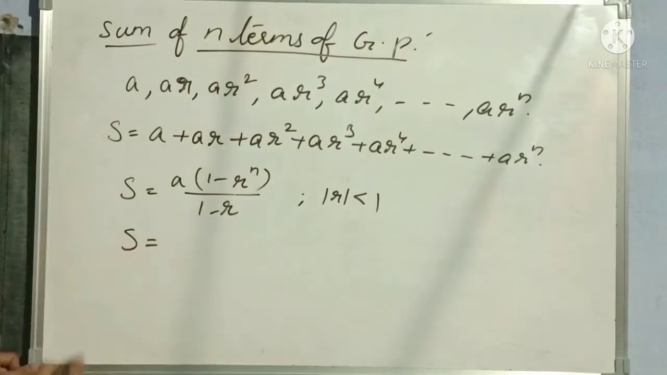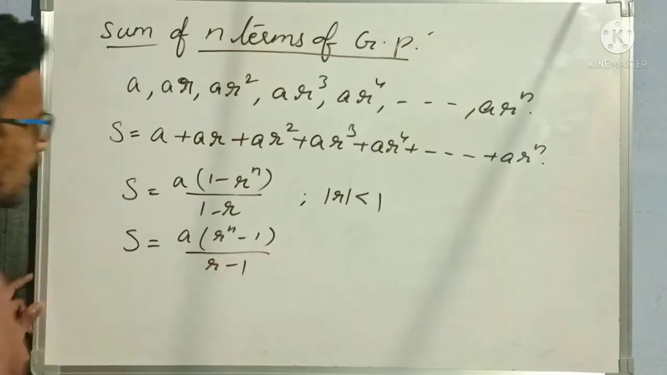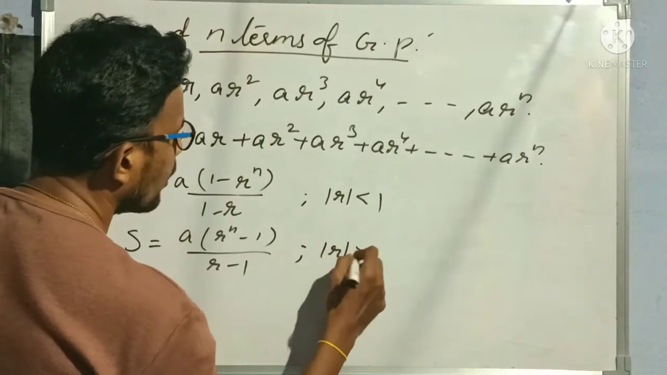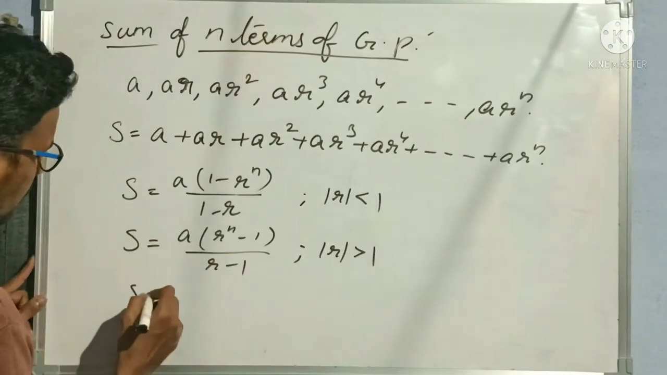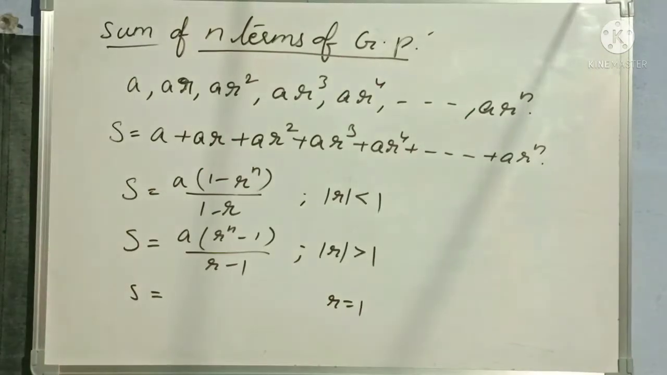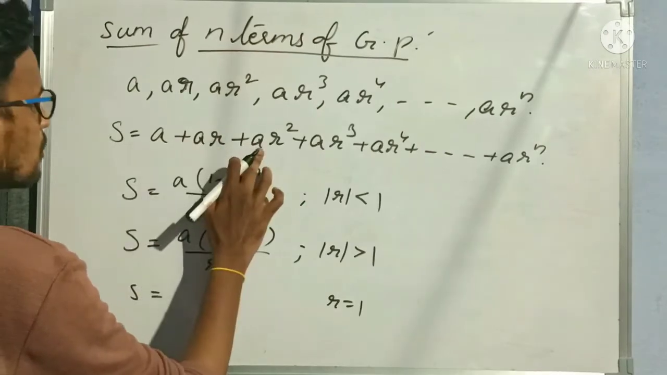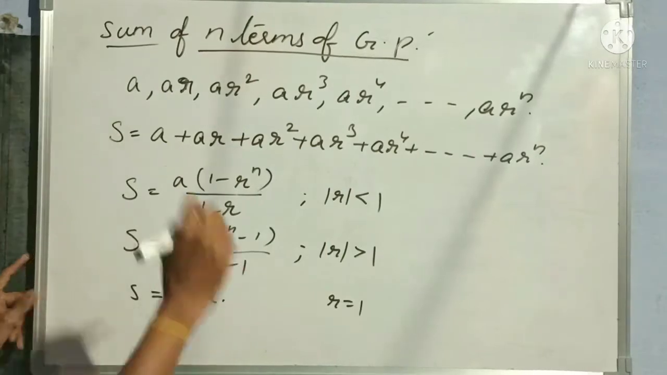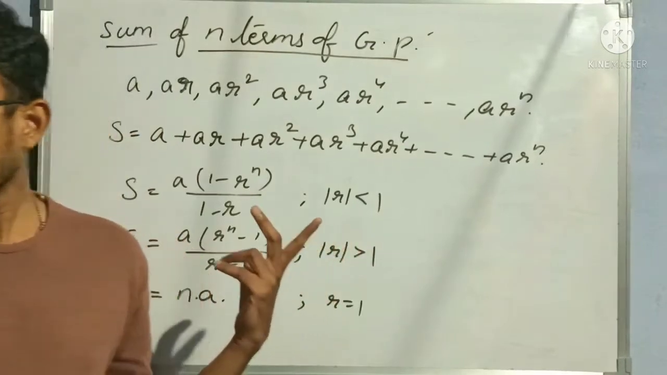So S is equal to a into (r power n minus 1) by (r minus 1). Okay, this is one more formula. This formula we have to use when modulus of r is greater than 1. Okay, so one more formula is there when r value is equal to 1. When r is equal to 1, then plus a, plus a, plus a, plus a, and so on. How many times? n times. So n into a. Only three types of formulas are applicable here.